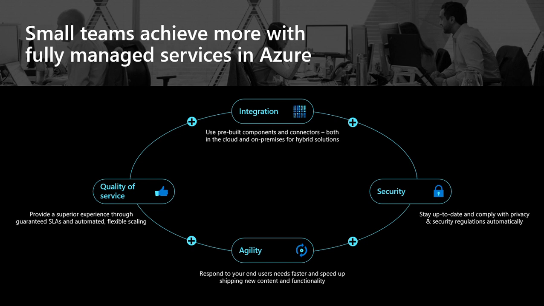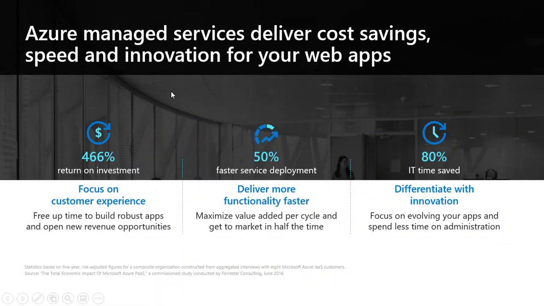Obviously, the agility required to be fast enough to respond to user needs and quickly integrate new things. And then the quality of service with guaranteed SLAs, and automation and scaling. All these come with fully managed services at the least cost possible, least effort possible, and least skill required to make use of them, right? So in terms of integration, security, agility, and quality of service, all are available with fully managed services in Azure, with Azure App Service. That is what today's topic is going to be.